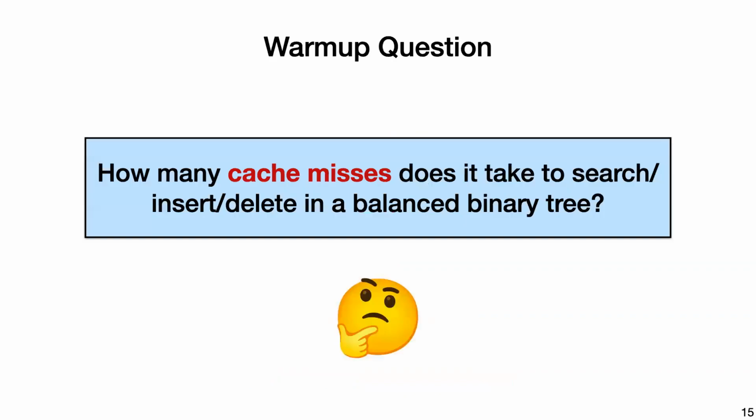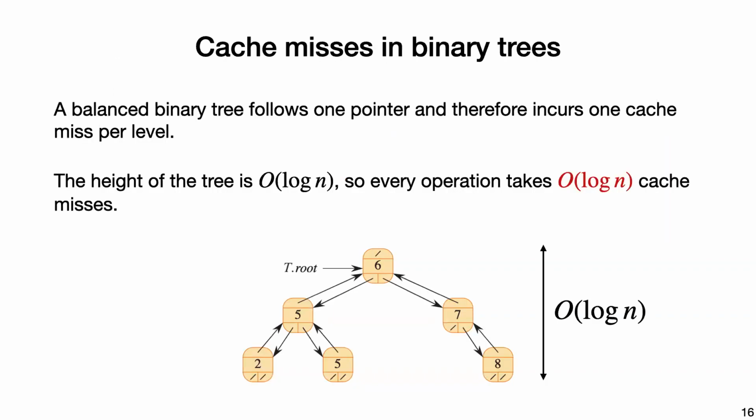Okay, so how many cache misses does it take to search, insert, and delete in one of these? Yes, good. In a balanced binary tree, there's one pointer per level, and therefore you have one cache miss per level. So you have to do an indirection, and the height of the tree is log n. So every operation takes log n cache misses.